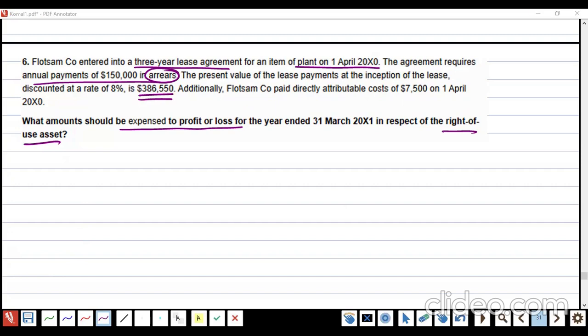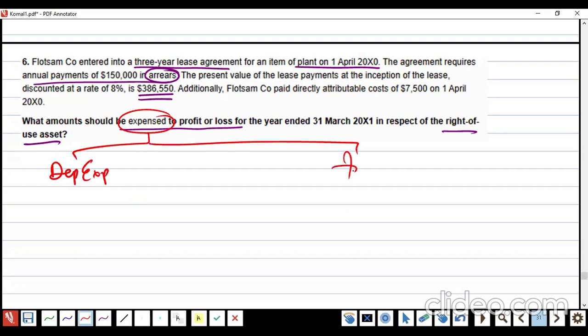What to do? Expense means we need to calculate the depreciation expense and the finance cost, right? Right to use asset is the liability plus dismantling cost plus directly attributable cost paid by the lessee. So it's going to be the value of the asset. How much?